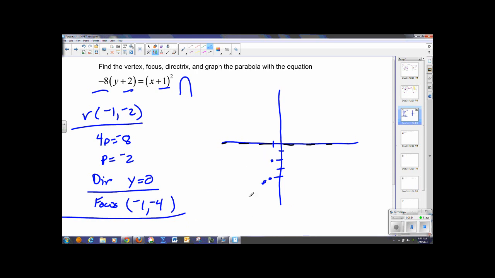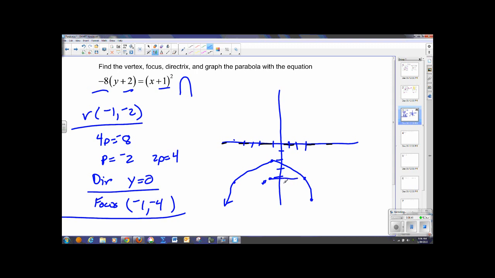Well, I've got a good start here. I'm going to use this 4p idea and move 2p on either side of my focus perpendicular to my line of symmetry. So if p is equal to 2, 2p is equal to 4. So I'm going to move 4 to the left and right. There's 1, 2, 3, 4. Put a dot here. 1, 2, 3, 4. Put a dot here. There's my focus. And I'm going to just kind of connect those in a curvy kind of pattern. And that gets us 3 points to at least start graphing my parabola.